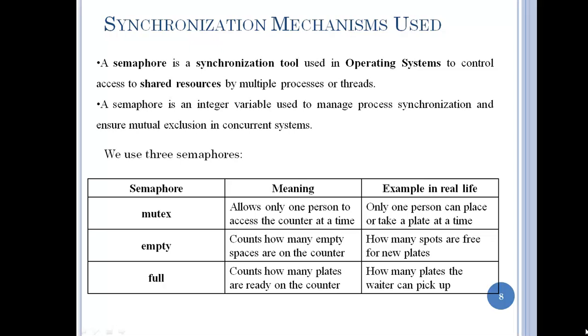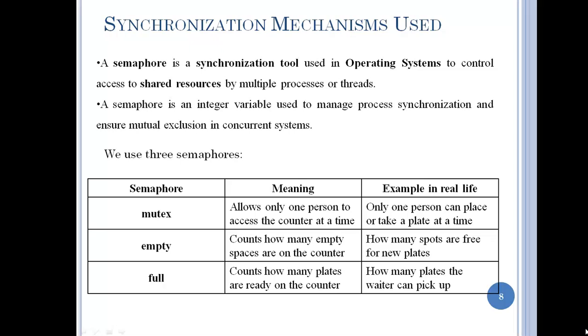So there should be some mechanism for synchronization because we know synchronization is required. So what is the mechanism used? The mechanism used is semaphores. What is that? A semaphore is a synchronization tool used in operating systems to control the access to shared resources by multiple processes or threads.